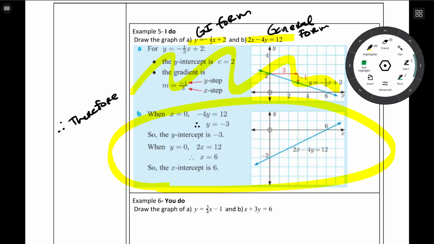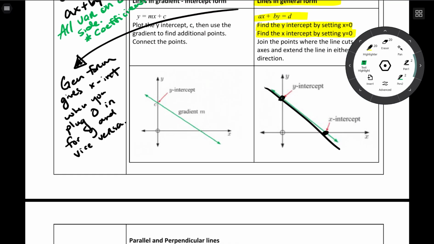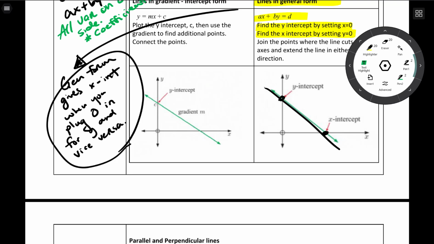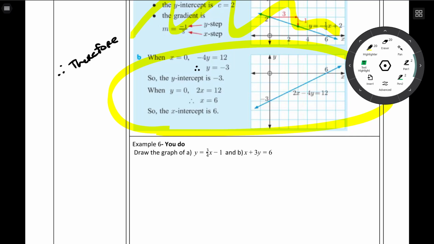And I remember how to do that, right? I wrote in my notes up at the top here how I'm supposed to do that. General form gives you the x-intercept when you plug 0 in for y and vice versa. So if I plug in 0 for x, it'll give me the y-intercept. That's perfect. Let's go ahead and do that in our example. I'm actually going to start with part B first, because that one's in general form. So let's work with part B.